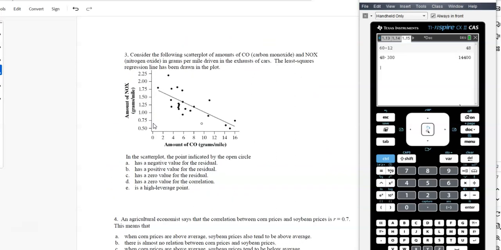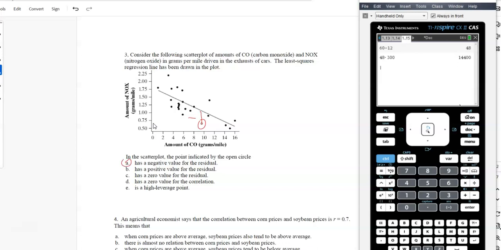Consider the following scatter plot. A lot of scatter plots here. The amount of carbon monoxide and nitrogen oxide in grams per mile driven in the exhaust of cars. The least squares regression line has been drawn in the plot. Again, negative correlation, moderately strong maybe. In the scatter plot, the point indicated by the open circle, you're talking about that point right there, in case you don't see it, has a negative residual. So we know when it's below, it does have a negative residual. So I think that's the answer.